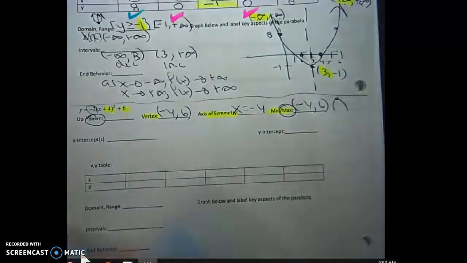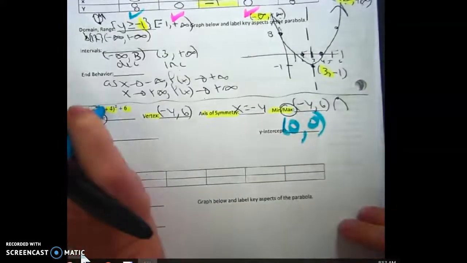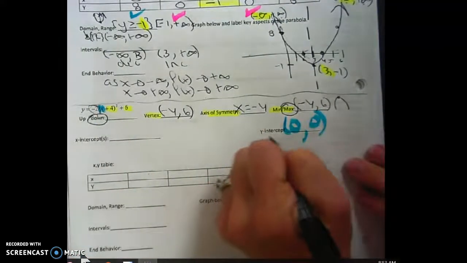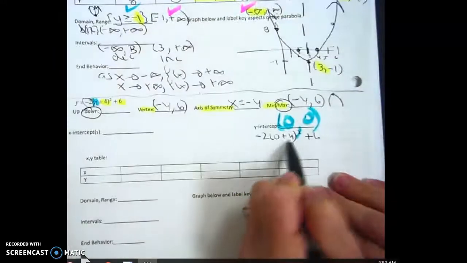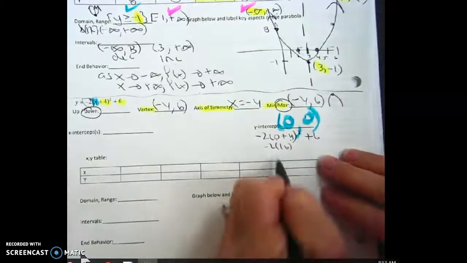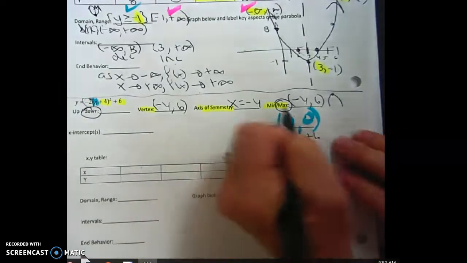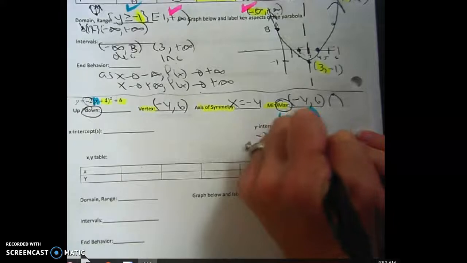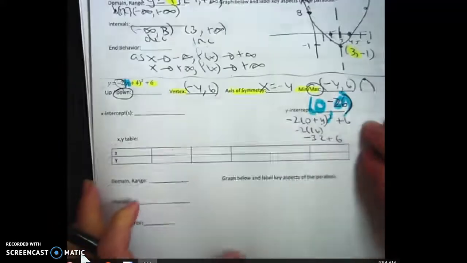To get the y-intercept, plug in 0. So I'm going to take that and plug in 0 right there. -2 times (0 plus 4) squared plus 6. 0 plus 4 is 4. Squared is 16. Times -2 is -32, plus 6. Oops, I put 0, 0. It is -26. Now, in a minute, when I graph it in the calculator, I'll check it to make sure we're good to go. Okay?